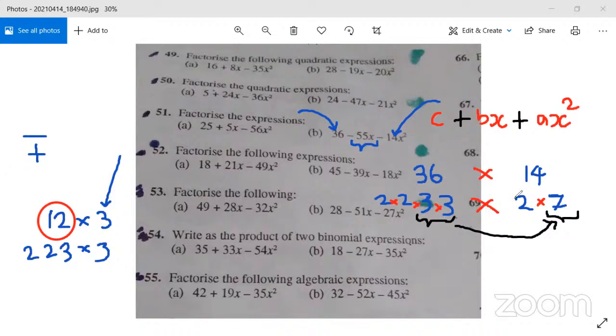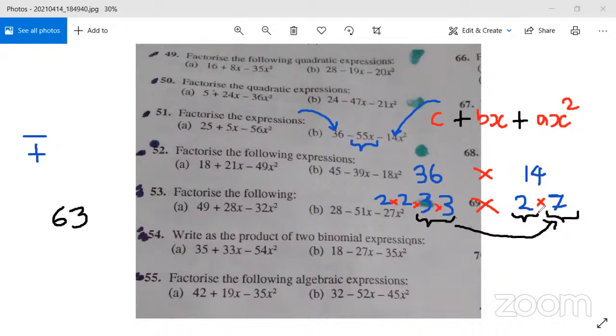9 times 7, that would be 63. Okay, so let me put 63. Let me just put down the 63 somewhere. Let me get rid of these numbers because we already found this out, so we don't need that over there anymore. So let me just put down the number 63. And then let's put down 2 by 2 is 8. So we'll have 63 and 8.